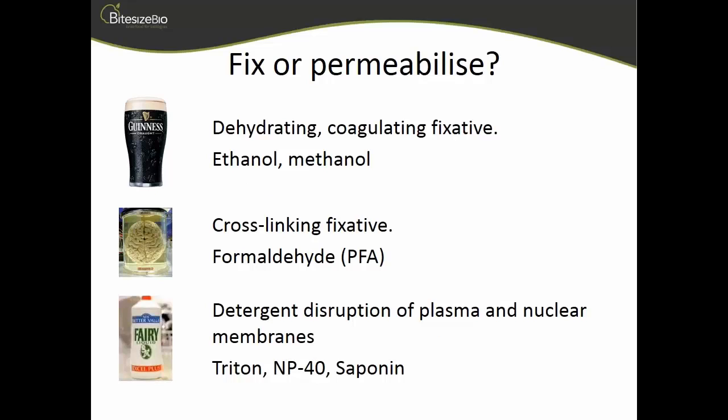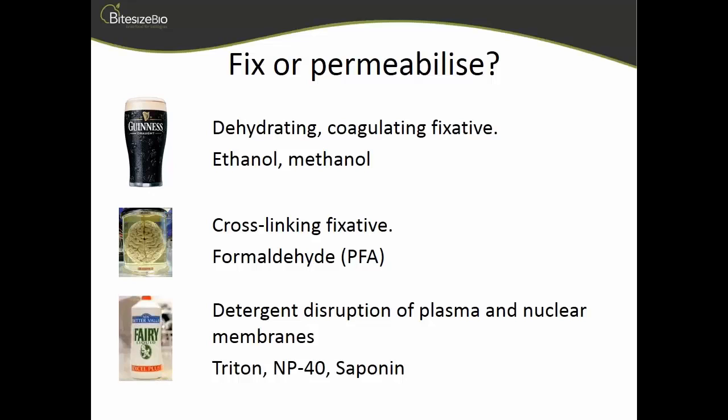And in general, we can divide those into three areas. We can use alcohols, generally ethanol or methanol, and these are dehydrating, coagulating fixatives. They change the conformation of proteins, which is good for DNA because it means that all the histones and other associated proteins that are attached to DNA become coagulated, and it allows pretty good access of our DNA binding dyes to the DNA.